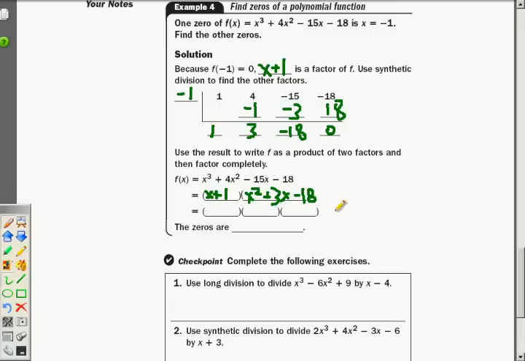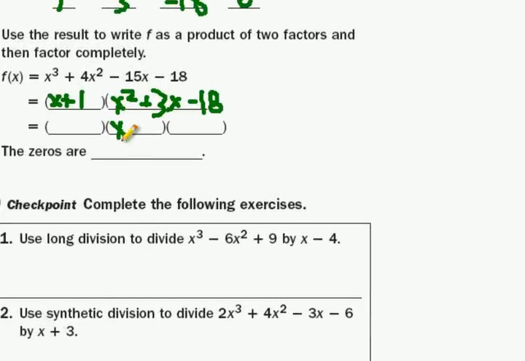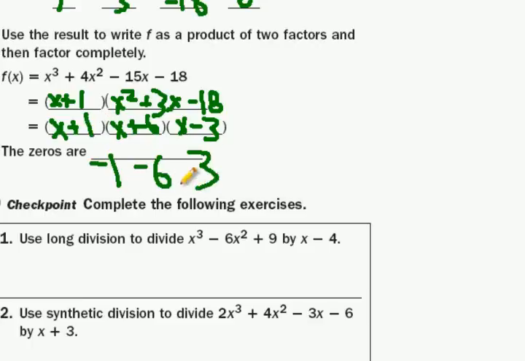All right. So I know numbers that multiply together to be 18, but add up to 3. One of them's negative, one of them's positive. Looking like 6 and 3 to me. So looking like x plus 6, x minus 3, and I have my x plus 1 here. That makes my zeros negative 1, negative 6, and 3.